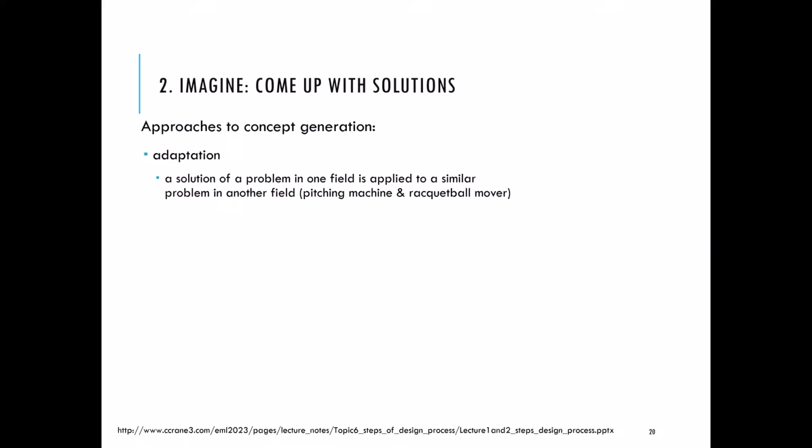All right, so you've done your research. Now it's time to start coming up with solutions. And there are all different ways you can come up with solutions. One is to use adaptation. Adaptation is when you use a solution of a problem in one field and apply it to a similar problem in another field. So for example, one of the things we looked at when we were trying to figure out how to launch a racquetball would be a pitching machine. What are other devices that launch balls? So a softball or baseball pitching machine were examples of what we might look at.